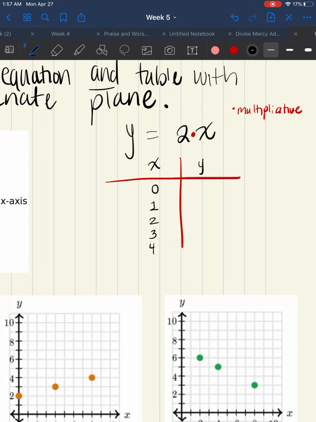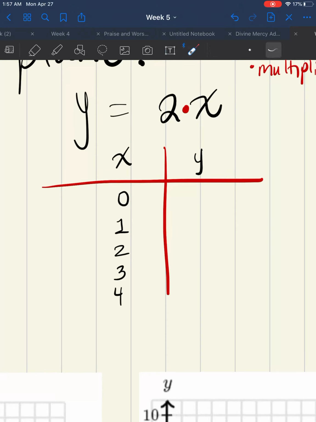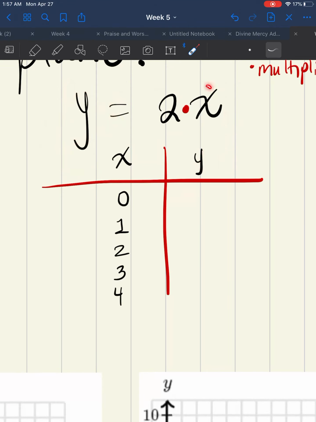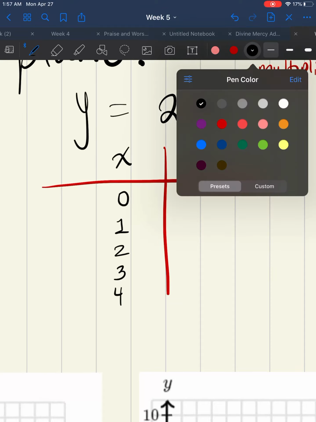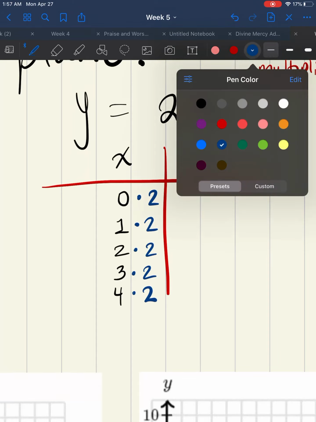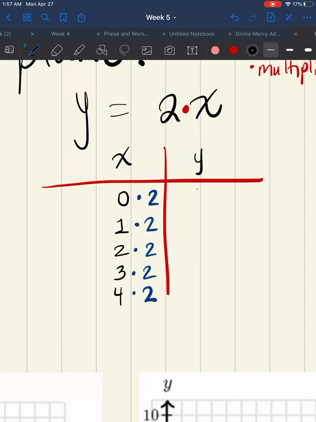And then I'm going to go ahead and start filling out what should go in the y section. So first of all, the way that you're going to be able to fill that out is if you look at your equation. So your equation is saying in order to get y, you need to take all your x's and multiply them by 2. So that means that for all my x's, all I'm going to do is multiply them by 2. So I'm going to do 0 times 2, 1 times 2, 2 times 2, 3 times 2, and 4 times 2. And that will give me my values for y. So let's take it and see what that's going to be. So 0 times 2 is 0, 1 times 2 is 2, 2 times 2 is 4, 3 times 2 is 6, 4 times 2 is 8.